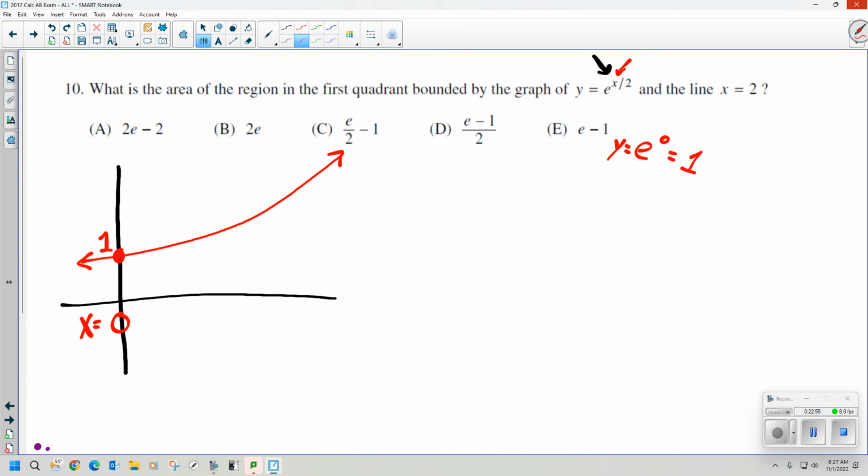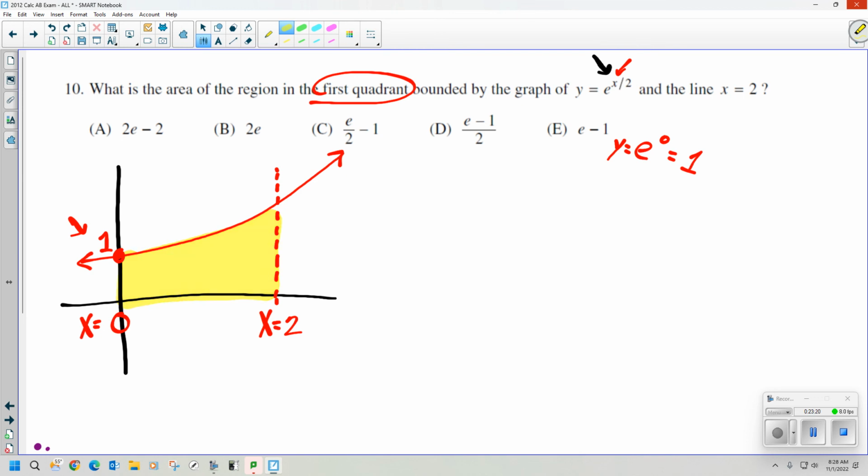Okay. And x equals 2. Okay, right here, x equals 2. All right? So did I need to know this? No, because they're telling me the area in the first quadrant. All right? The first quadrant is here, at 0 to 2. That's why they give us the x equals 2. Those are our two bounds.